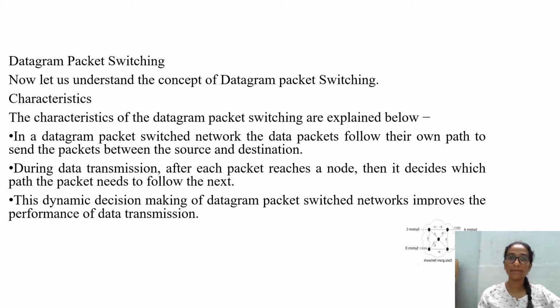Let us see datagram packet switching, connectionless packet switching. In a datagram packet switched network, the data packets follow their own path between source and destination. They are not directed by anyone else. During data transmission, after each packet reaches a node, the node decides which path the packet needs to follow next. This dynamic decision making of a datagram packet switching network improves the performance of data transmission.